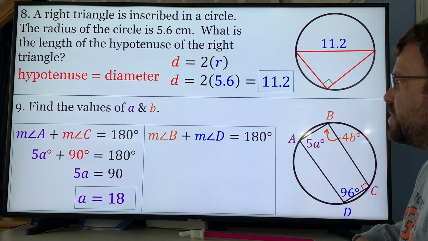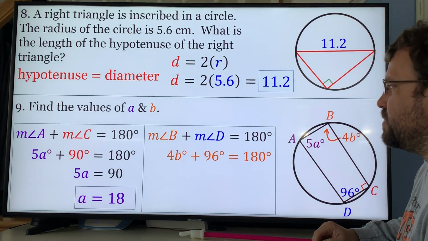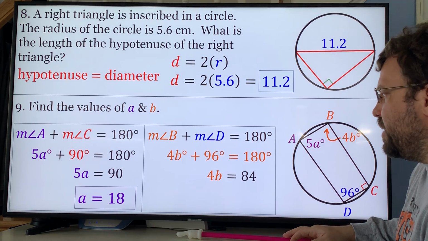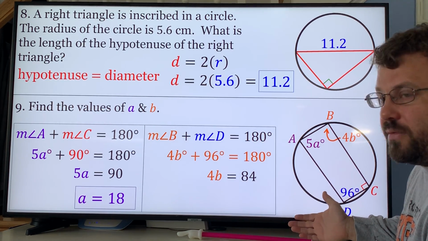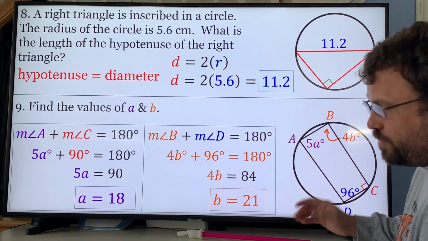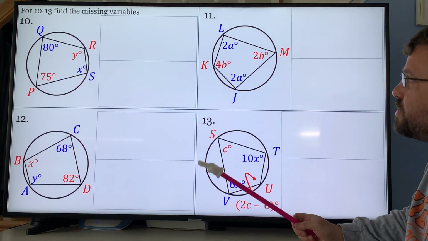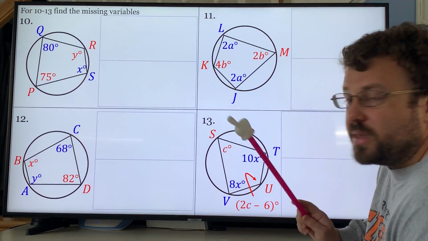B and D also add up to 180. 4B plus 96 equals 180. 4B equals 84. 84 divided by 4 is 21. We all good? Awesome, easy. All right, so let's finish up with these problems. Let's see if you got them right.